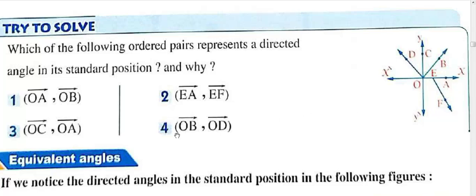Question number 4, the order of the ray OP and the ray OD. We can represent this as directed angle BOD. BOD is not in standard position, because the initial side OP doesn't lie on OX. So the directed angle BOD isn't in standard position.